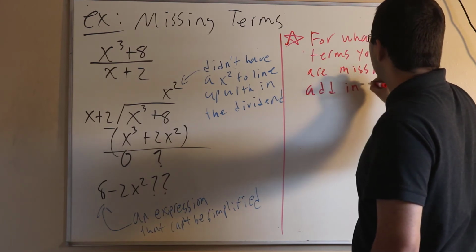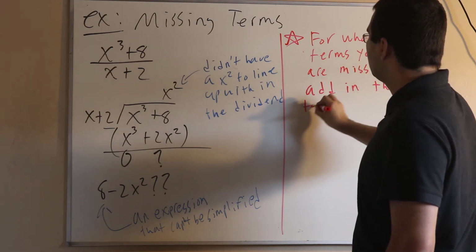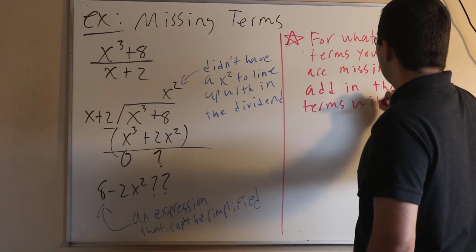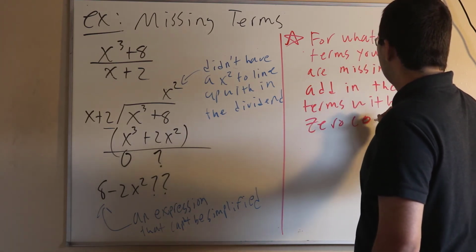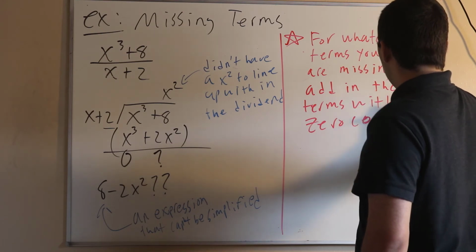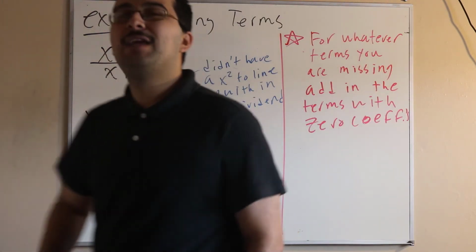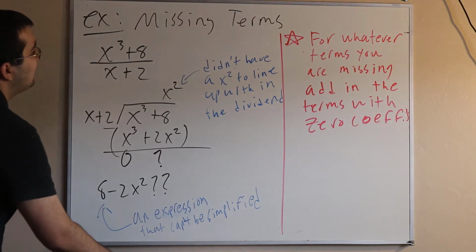Add in the missing terms with the 0 coefficient, or coefficients. Alright, so add in with 0 coefficients. What exactly do I mean by that?